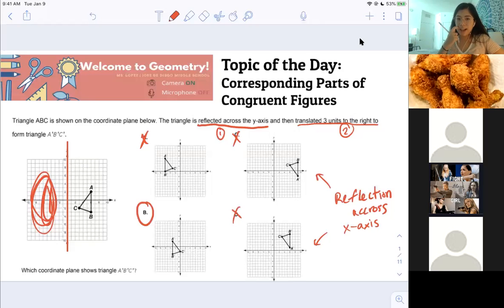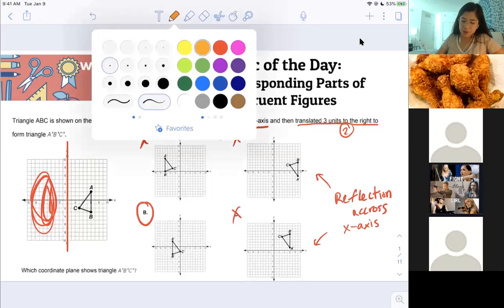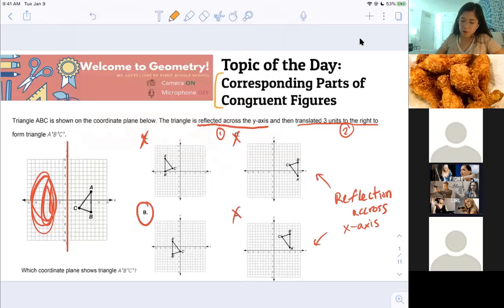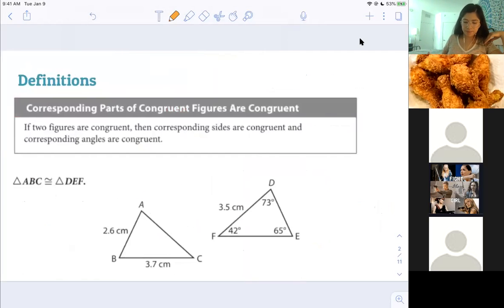All right, so here's our last topic of the day for this chapter. It's called corresponding parts of congruent figures. So we're going to be continuing to go over these congruent figures. And who can remind me, what does congruent mean? What's another word for congruent? Identical, exactly. So they're going to have the same lengths, same angles, everything matches up perfectly, and they're going to be identical.